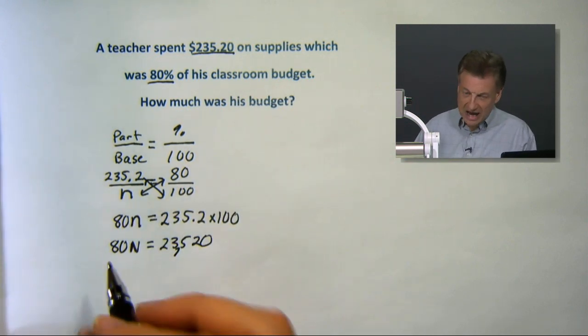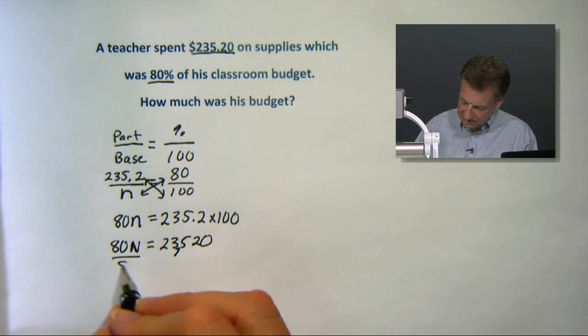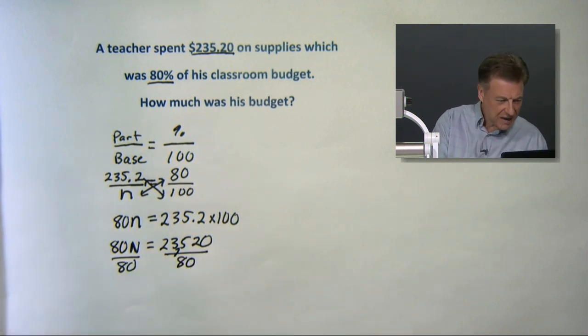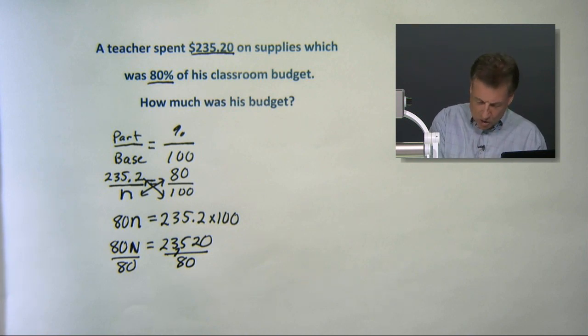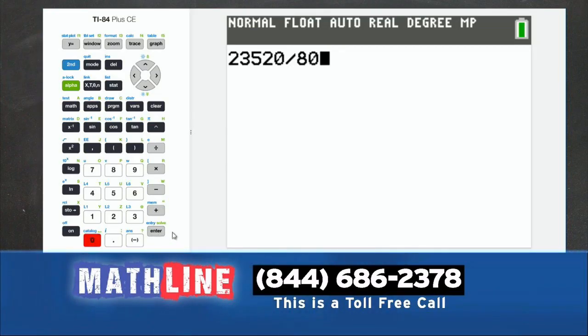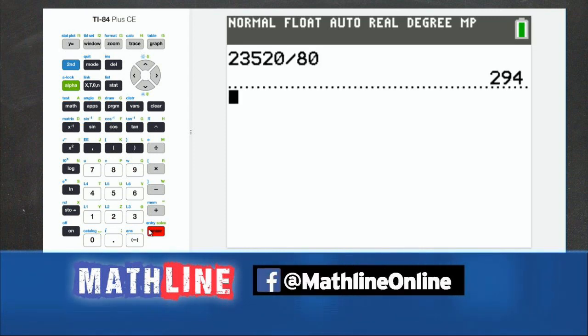Because what we have got to do now is take our 80 and divide it through. And let's see what happens when we do that. I'm going to type it in here because that's kind of a big number. 23,520, and we're going to divide by 80. And let's see where we go. 294. That seems to be what our Facebook folks seem to think today.